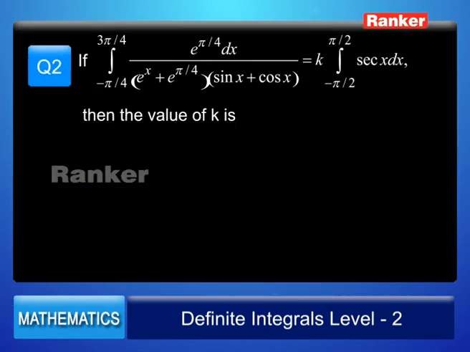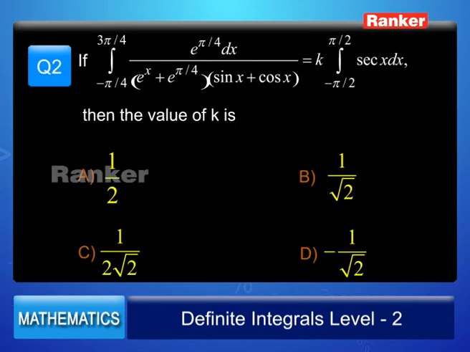Next question, if integral minus pi by 4 to 3 pi by 4 e power pi by 4 dx divided by e power x plus e power pi by 4 into sin x plus cos x is equal to k times integral minus pi by 2 to pi by 2 secant x dx, then find the value of k.